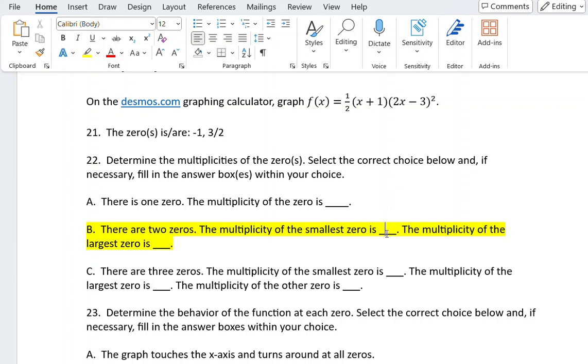So this is a little bit tricky because there's a couple of things to do. You're identifying what the smallest zero is, and then you're identifying what the multiplicity is there. The multiplicity of the largest zero is blank. So my largest number here out of these two is 3/2. So I go to my function and I see that the set of parentheses that led to 3/2 has a power of 2.